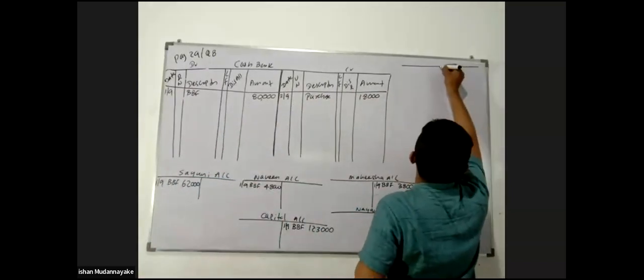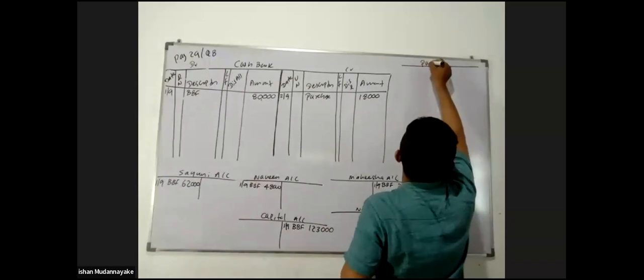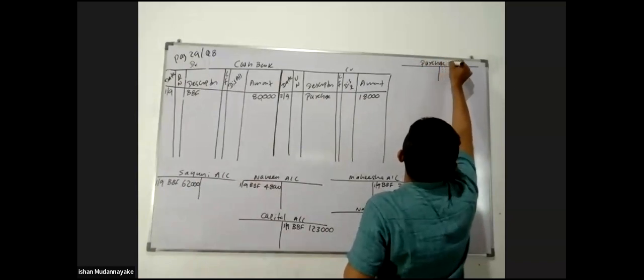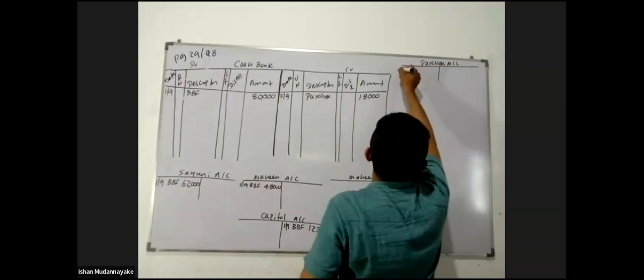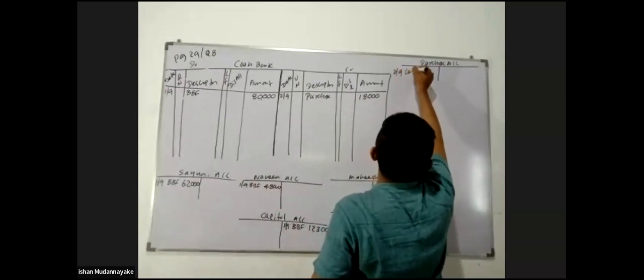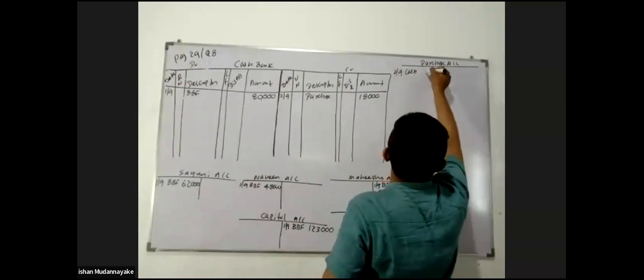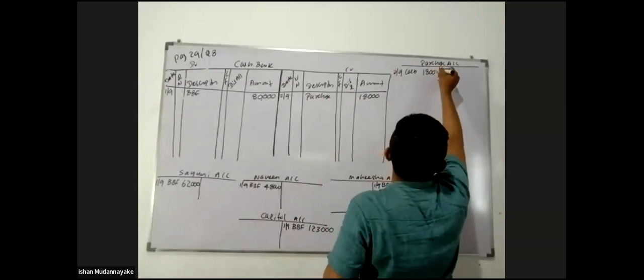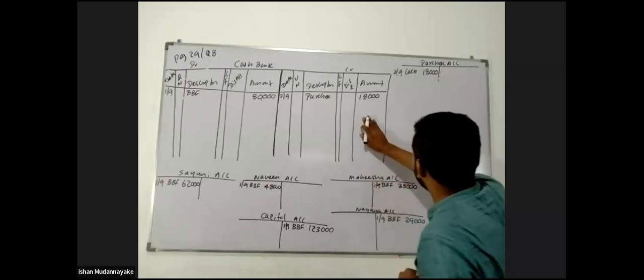This is the purchase account. 2nd September, cash 18,000. Okay, then cash book credit, purchase account debit.